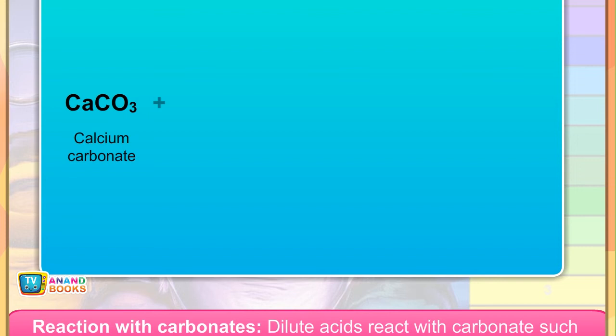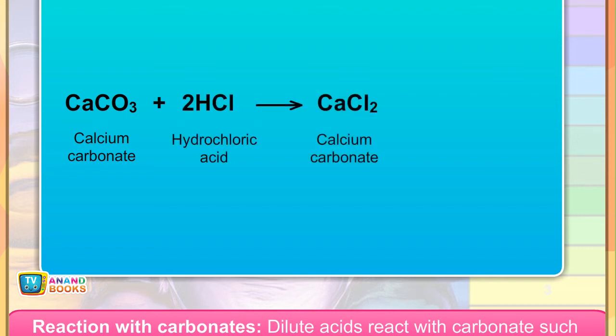Reaction with carbonates. Dilute acids react with carbonates such as calcium carbonate, CaCO3, to form salt and carbon dioxide. CaCO3, calcium carbonate, plus 2HCl, hydrochloric acid, gives CaCl2, calcium chloride, plus H2O, water, plus CO2, carbon dioxide.